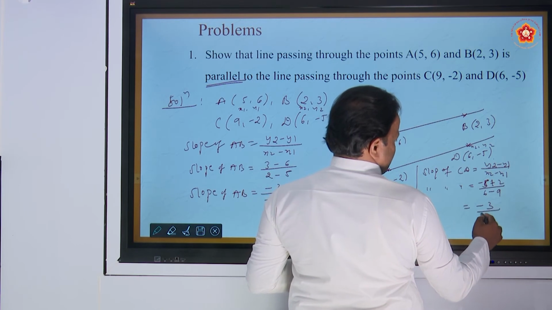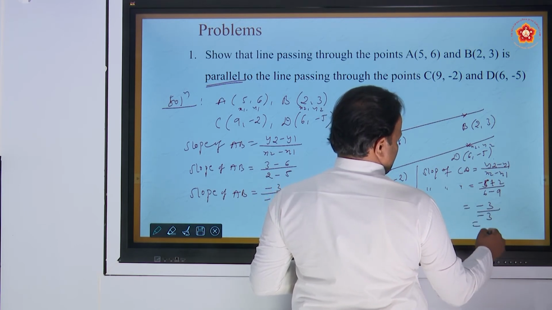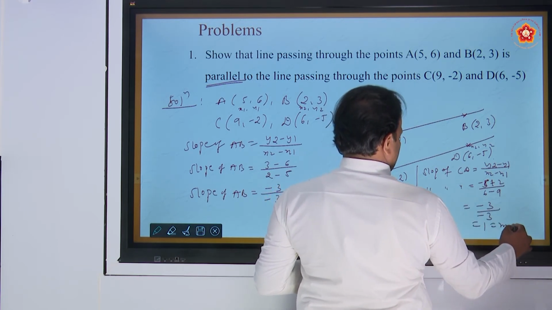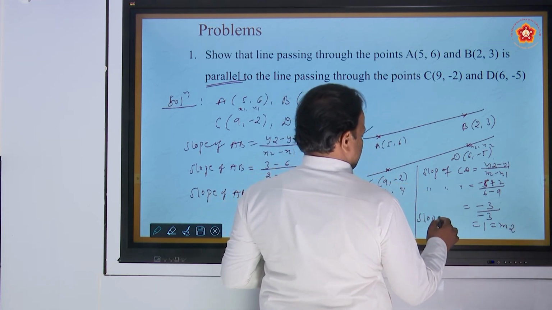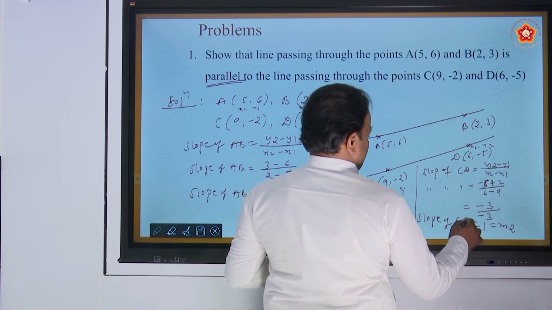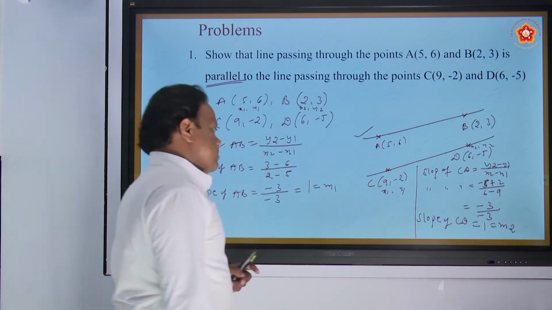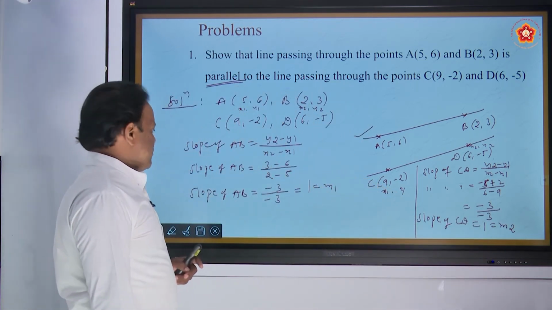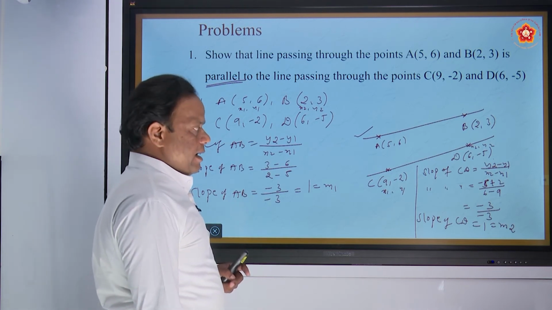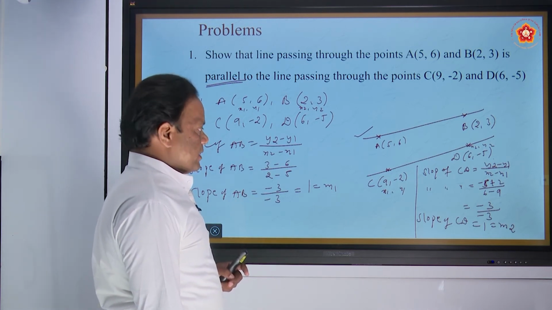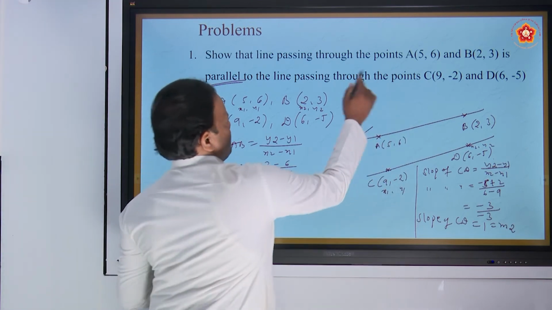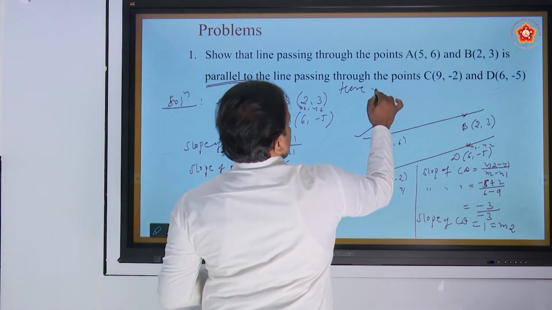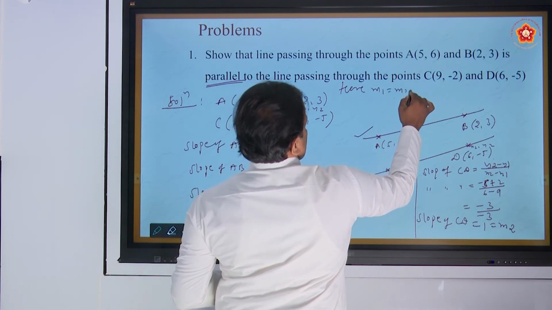Minus 3, 6 minus 9 is minus 3, so it is equal to 1. This is M2, the slope of CD. Observe here, slope of CD is M2 and slope of BC is also 1, this is M1. Both are equal, M1 is equal to M2 is equal to 1.